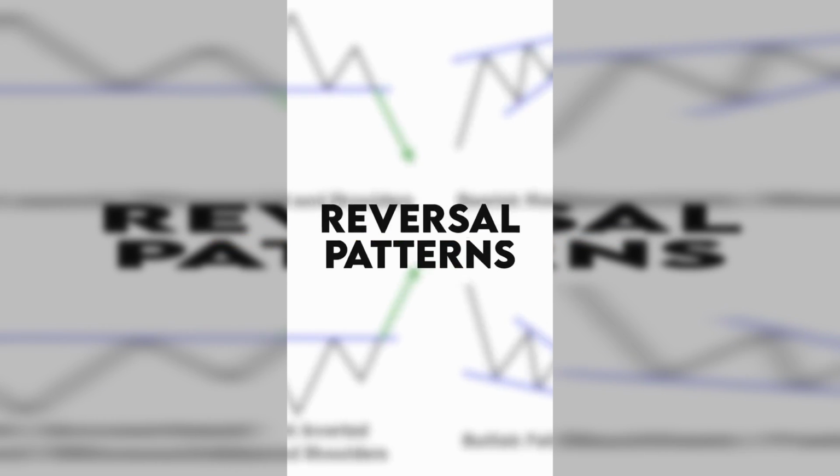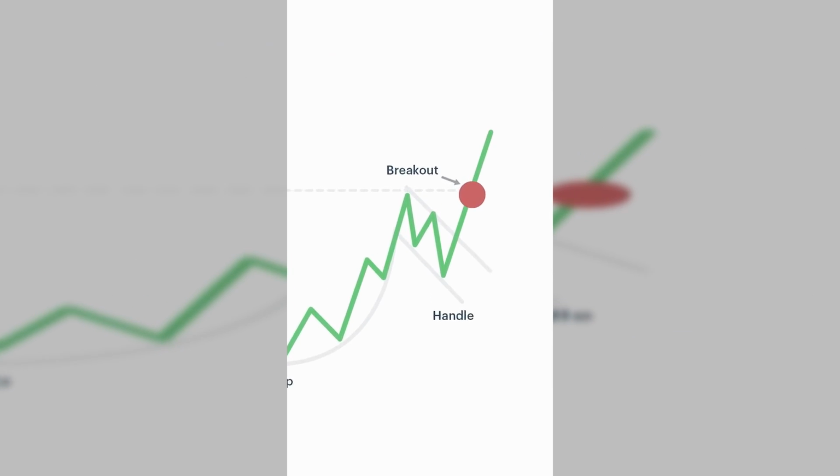Three reversal chart patterns you must know if you want to get better at trading. The first one is head and shoulders. It'll have 3 peaks, where the outside 2 are close in height and the middle one is the highest. You usually enter a short after price goes below the 2 bottom lows.